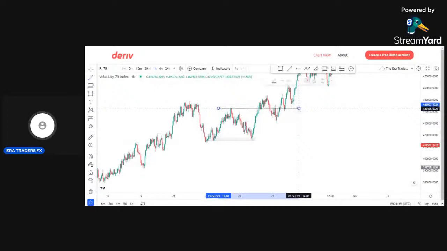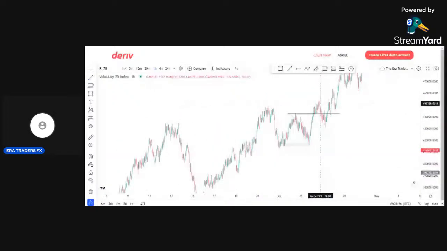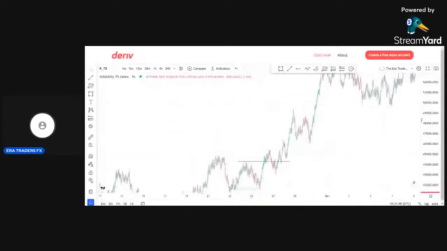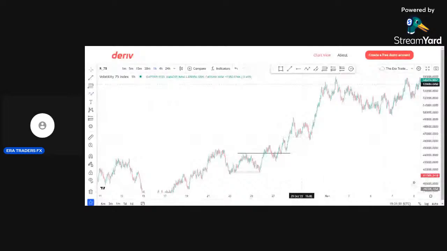And when price comes back into the neckline, we'll buy. So you see how the market went up in that direction. Let me draw it well. This is your double bottom. It came into the neckline and boom.